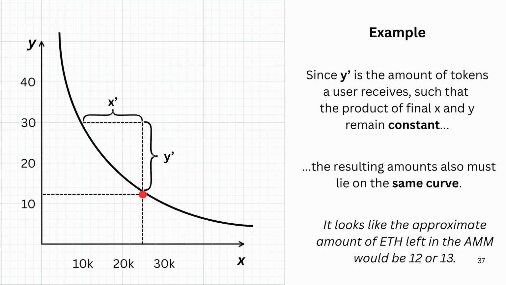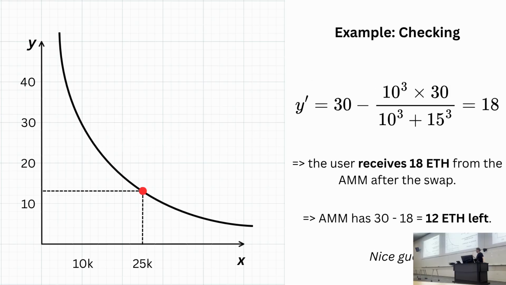So the approximate amount that they're going to receive, it's our guess, is roughly what? Like 18 ETH, right? If the amount that's going to be left in the pool is roughly 12, so the amount that you're going to receive, Y prime, is roughly 18. If we actually do the math behind this example, Y prime is actually going to turn out to be 18. This is the amount of ETH that you're going to receive from the trade, and the AMM is going to have 12 ETH remaining.